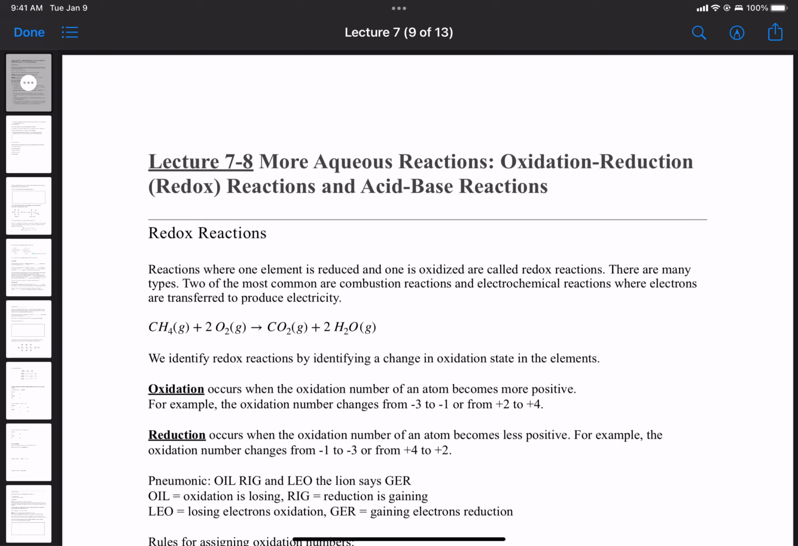Reduction kind of sounds like what the name implies. The oxidation number of an atom becomes less positive, so you're reducing the oxidation number. I think that one's kind of intuitive, but oxidation might not be. For example, if the oxidation number changes from -1 to -3, or from +4 to +2, that's called reduction.